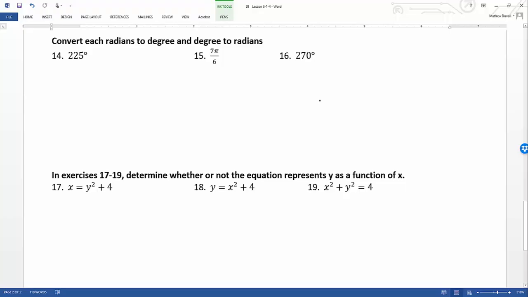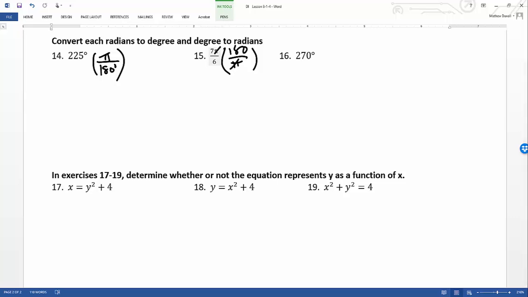Convert each radians to degrees or degrees to radians. Remember to convert between them, it's the unit that you want canceling out. So since I want degrees canceling out, the 180 degrees is going to be on the bottom. For this one, the 180 degrees is on top, and pi is going to be on the bottom since the radian unit will cancel out. But then from there, you just have to simplify it.